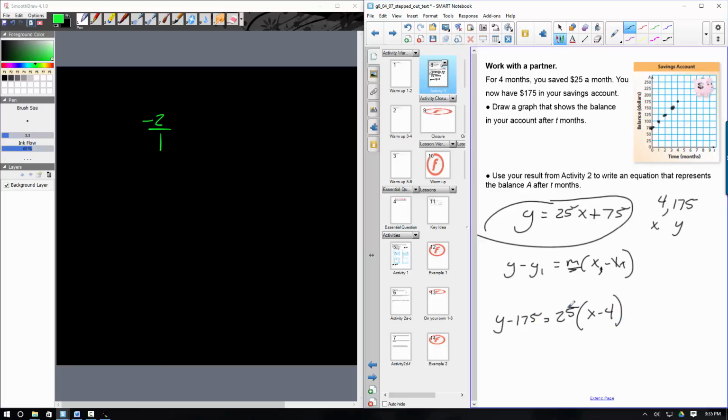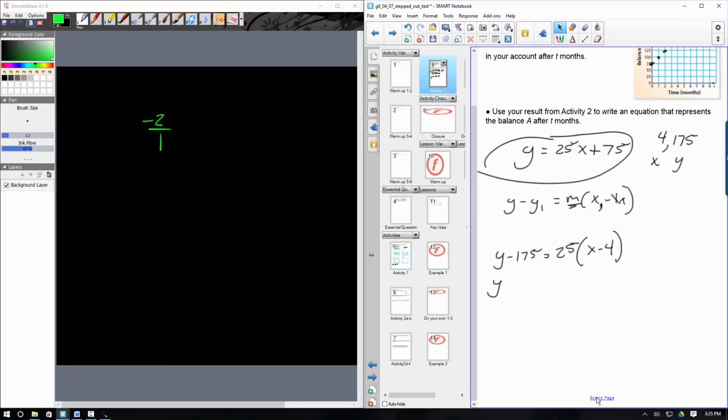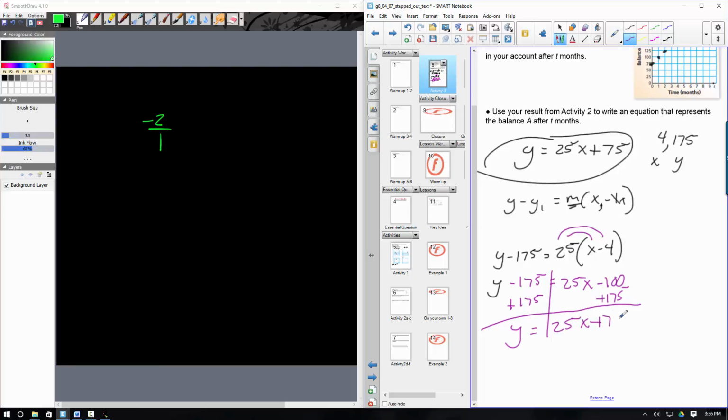Now what I have to do is distribute. So I'll have y minus 175 equals, and now let's distribute. So this would be 25x minus negative 100. All right, now I want to get y by itself, right? So I'm going to have to add 175 on this side, add 175 on this side, and now I'm going to have y equals 25x plus 75.